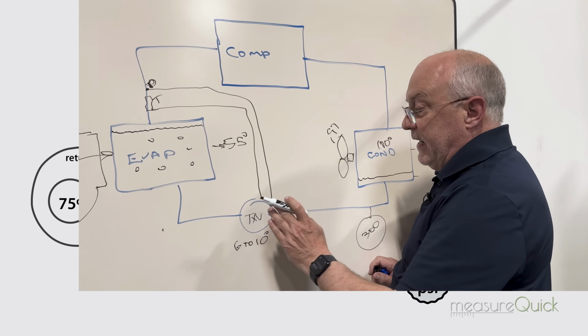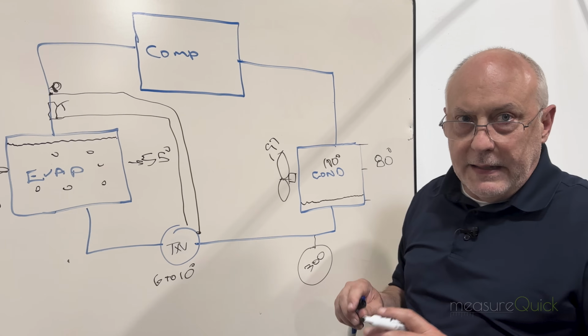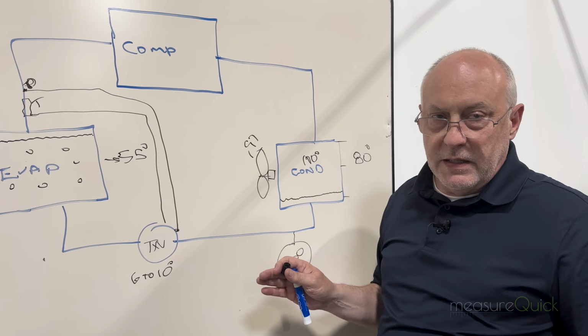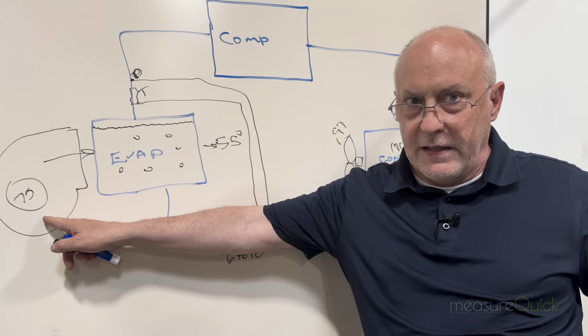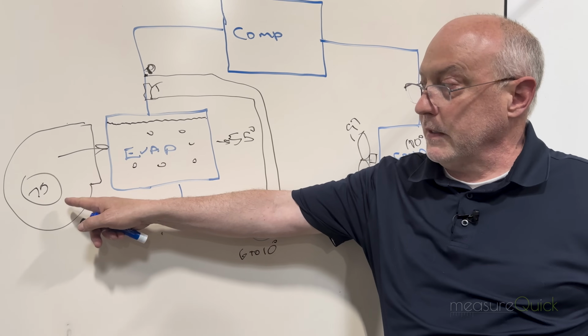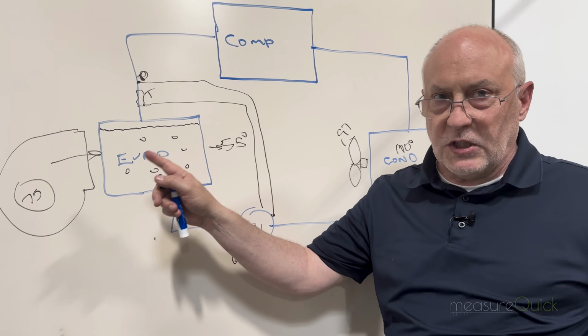Now the cool thing with a TXV is its only job is to maintain superheat. It does not care what the suction pressure is. Its job is to maintain the superheat. The suction pressure is driven by the return air temperature. So as the return air temperature goes up, the suction pressure goes up. Also, a slight impact to humidity.